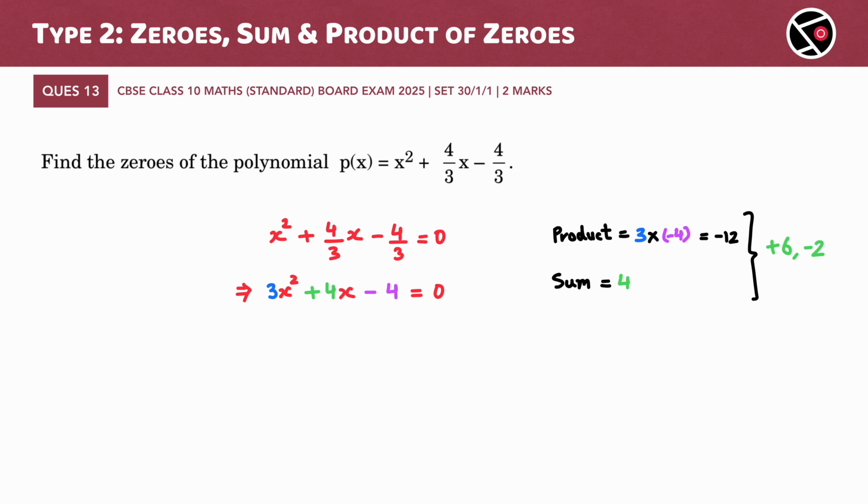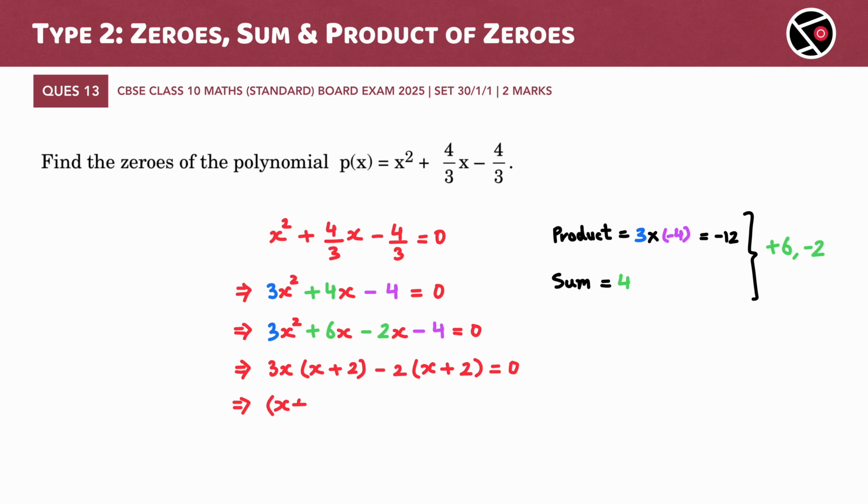We rewrite the equation as 3x square plus 6x minus 2x minus 4 equals 0. We pull out the common factors from the first two and the last two terms. 3x(x plus 2) minus 2(x plus 2) equals 0. Now pull out x plus 2 and we have (x plus 2)(3x minus 2) equals 0. We have zeros at x equal to minus 2 and 2 over 3.